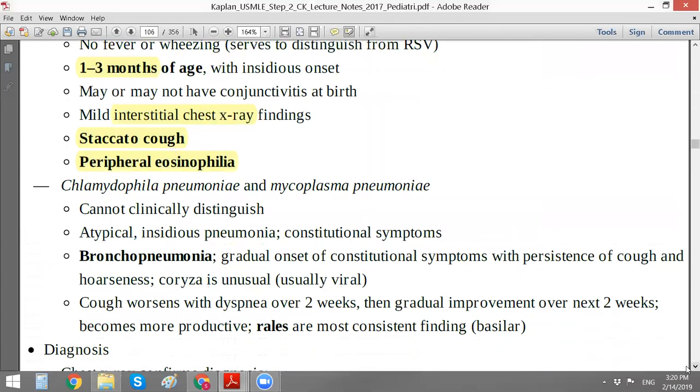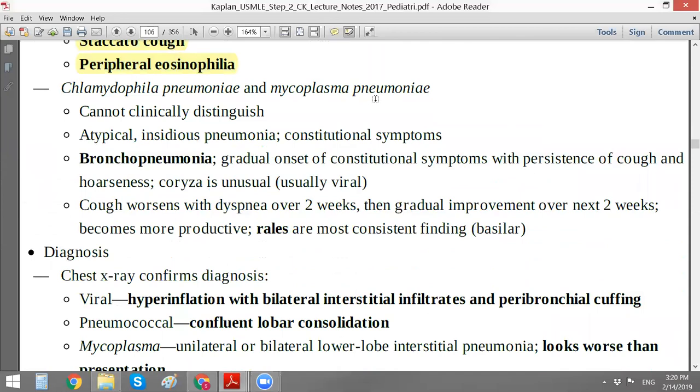Then we go to Chlamydophila pneumoniae and Mycoplasma pneumoniae. We cannot clinically distinguish them, so it is just bronchopneumonia there. Coryza is usual, cough with dyspnea, and wheezes are most consistent, so this is basilar.